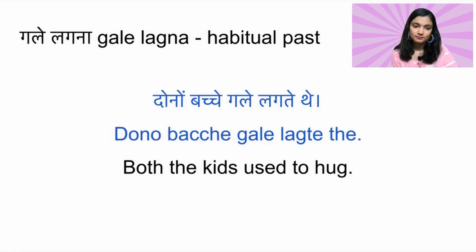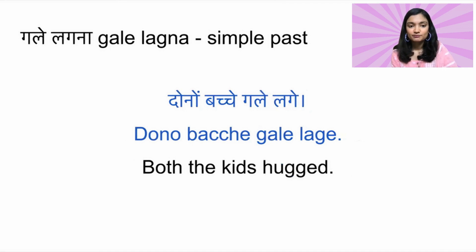Next is habitual past, which is what you used to do earlier or what you would do. दोनों बच्चे गले लगते थे. The addition of the word थे at the end of the sentence tells you that it's past tense, which means both the kids used to hug. That means that is also something common, but not in the present tense. That was common earlier. They used to hug.